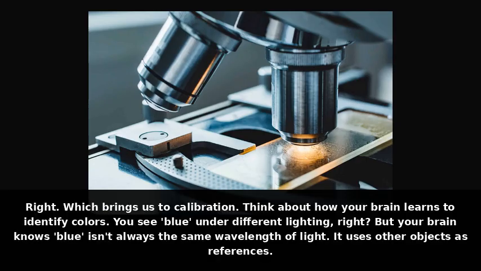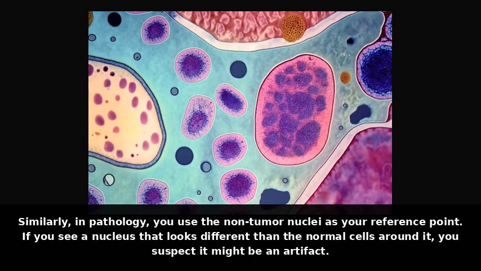Right. Which brings us to calibration. Think about how your brain learns to identify colors. You see blue under different lighting, right? But your brain knows blue isn't always the same wavelength of light. It uses other objects as references. Similarly, in pathology, you use the non-tumor nuclei as your reference point. If you see a nucleus that looks different than the normal cells around it, you suspect it might be an artifact.